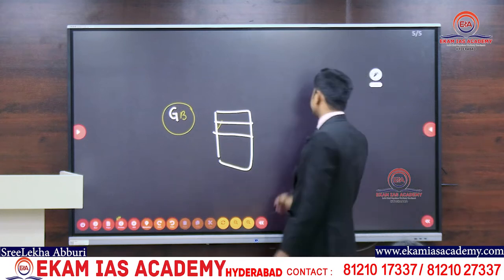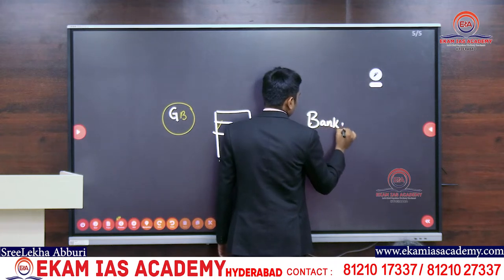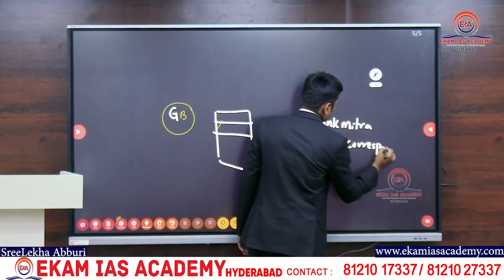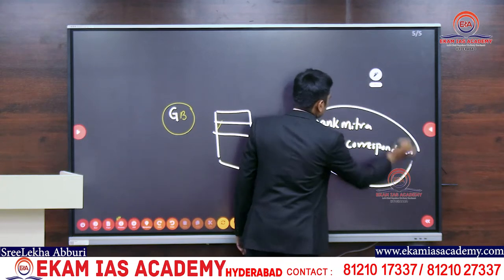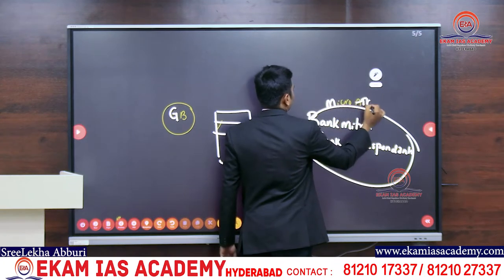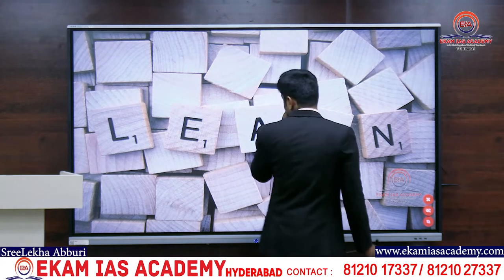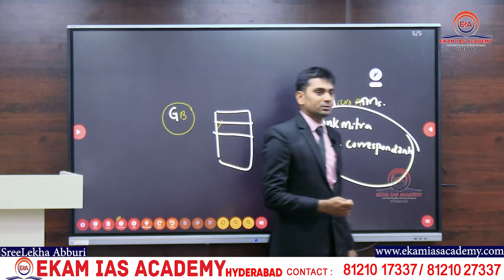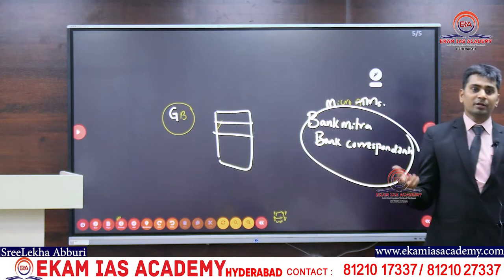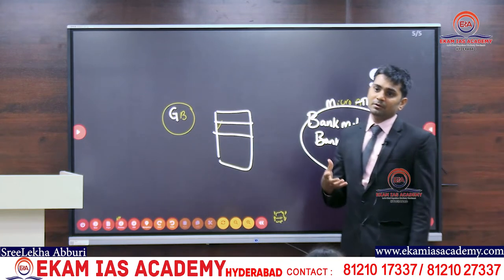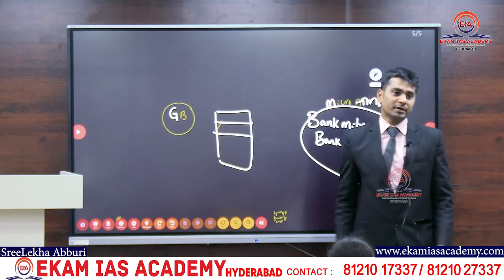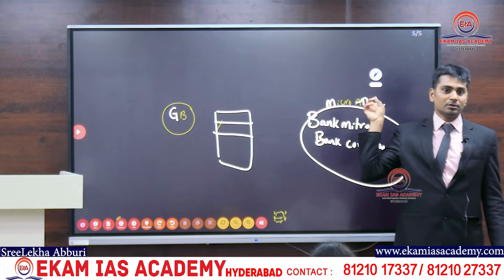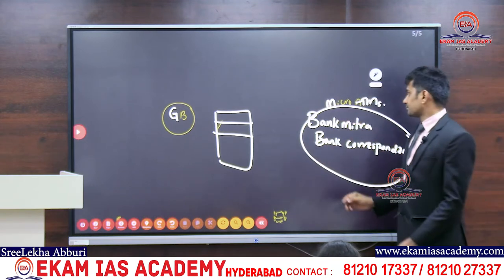Now, apart from this, you have bank mitras or banking correspondents. This is also known as micro ATMs. They operate like micro ATMs. What do you mean by micro ATMs? You might have seen in your villages, right, where a bank authority goes from village to village, door to door. Whoever has to withdraw money will call that banking correspondent, give their thumb impression, and whatever the amount they have to withdraw, the banking correspondent will give it to them and deduct it from their account. This is what is normally done, right? So this is called micro ATM.